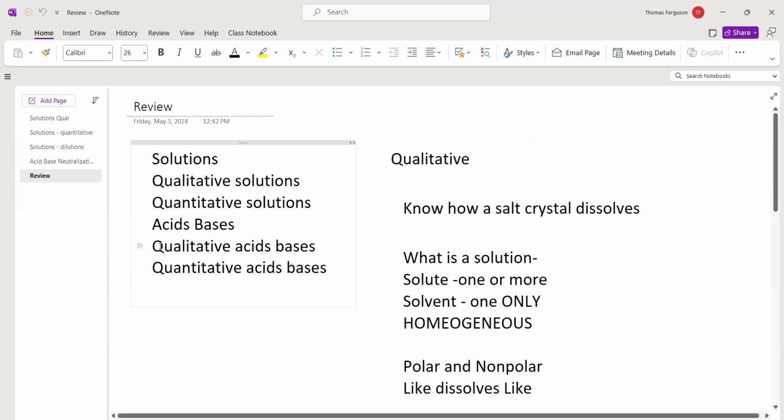So I'm going to talk today about qualitative acids and bases before we get into the quantitative aspects.